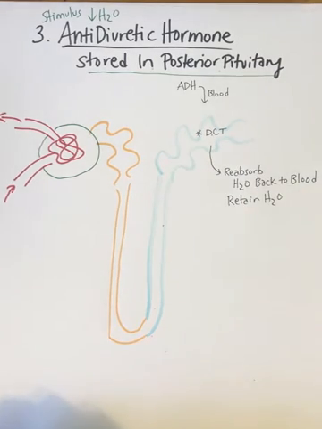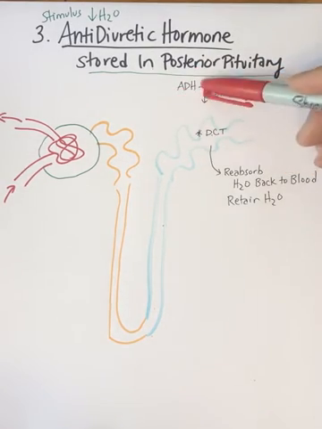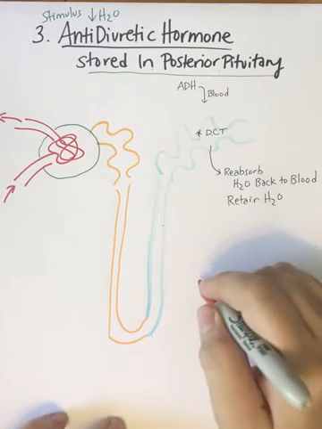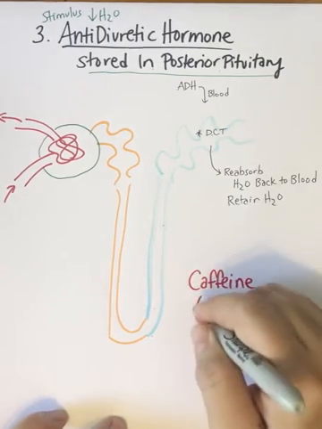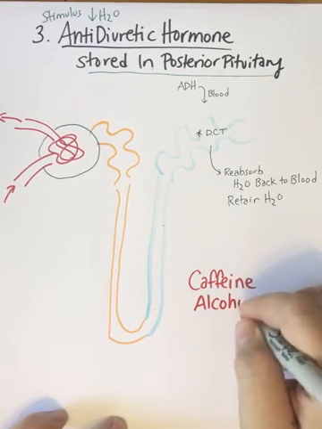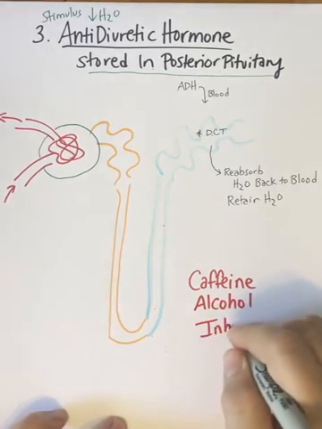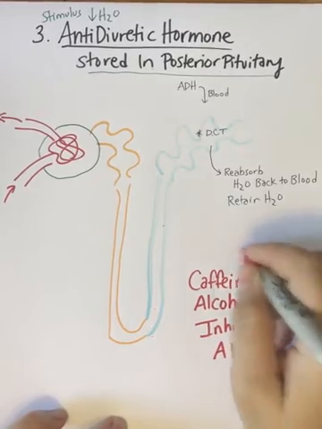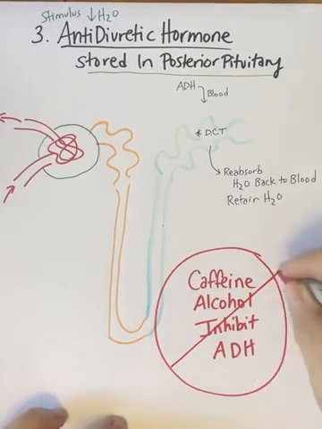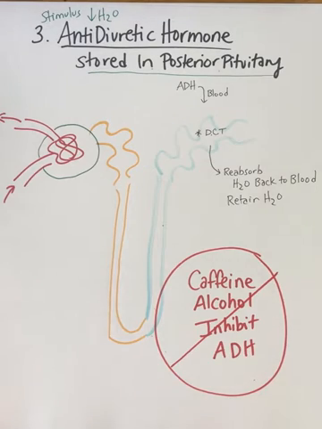Now, as far as antidiuretic hormone works, there's two things that inhibit the antidiuretic hormone. Caffeine and alcohol are going to inhibit antidiuretic hormone. It literally makes it where you cannot reabsorb water. So that's why when you drink caffeine or alcohol, you pee a lot more.